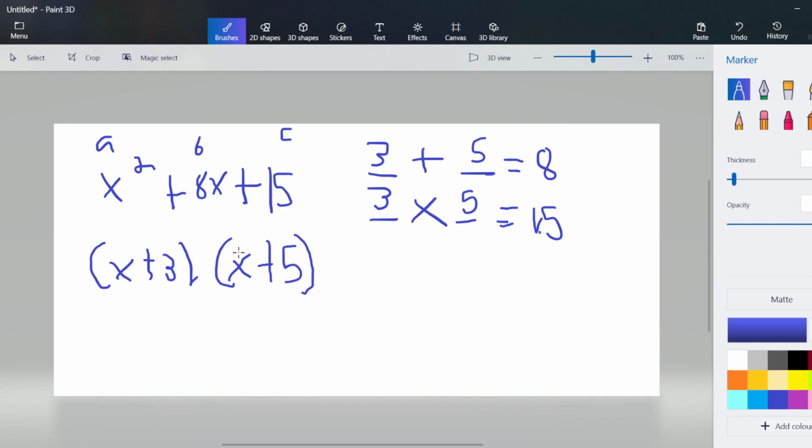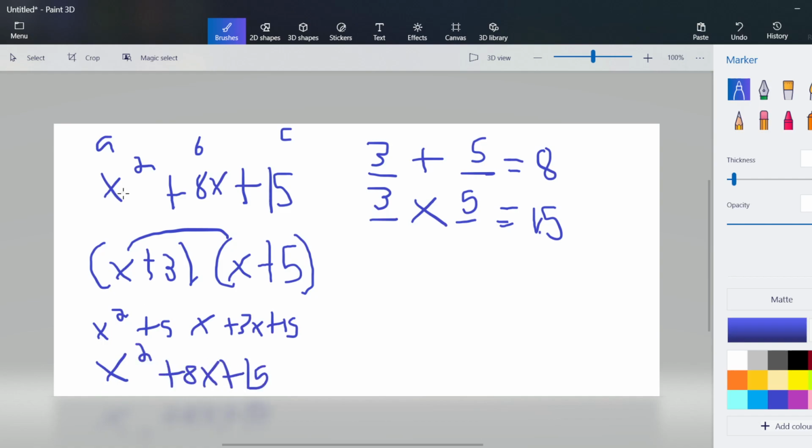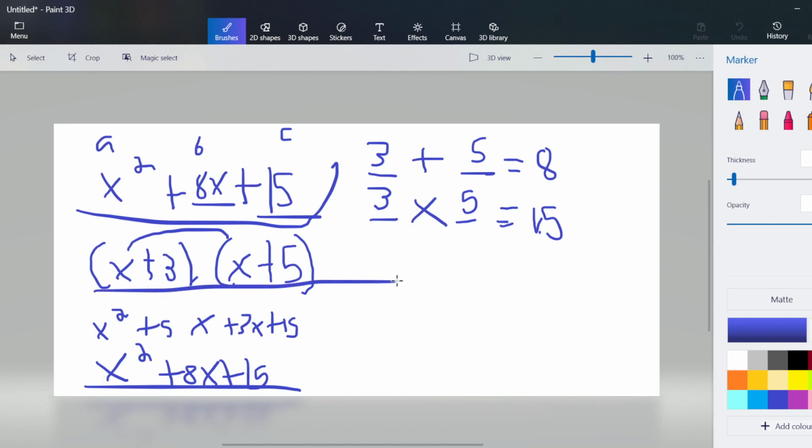And if you wanted to double check your answer, we could use the FOIL method. So x squared plus 5x plus 3x plus 15. And there we go. The same equation we have here. So whenever you have a normal trinomial, just find two numbers that when added equal your b term, when multiplied equal your c term, and those are your factors you would write like this.